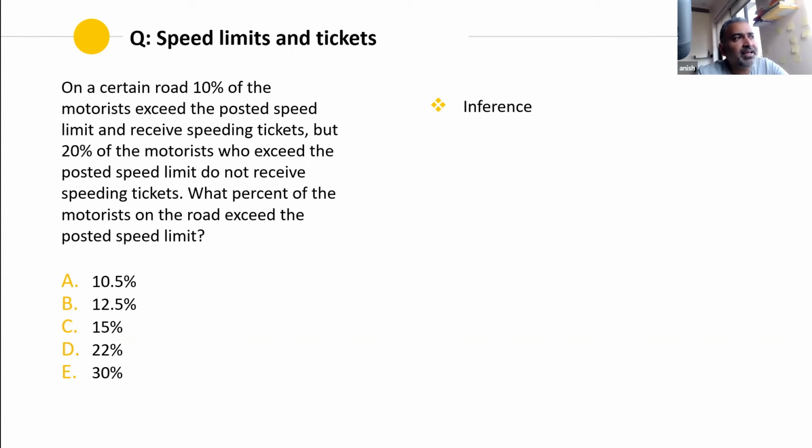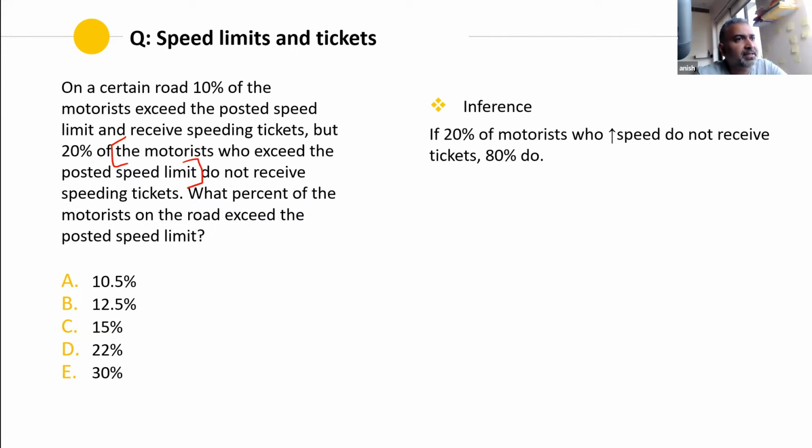So if 20% of the motorists who exceed the speed limit, if 20% of these people do not receive speeding tickets, what percent of those people receive speeding tickets? Of those people, same people. 20% of this specific set of people. These specific people who exceed speed limit, 20% of these people do not receive tickets. So that means 80% of these people who exceed speed limit do receive tickets. Right? This is an inference we can draw. 20% of the people in my house are younger than 20 years. That means 80% of the people are older than 20 years. Same thing here. If 20% of those people who exceeded the speed limit did not receive tickets, that means 80% of those people would have received tickets.